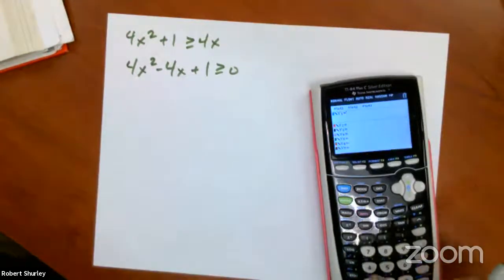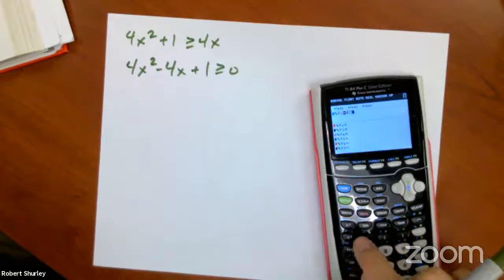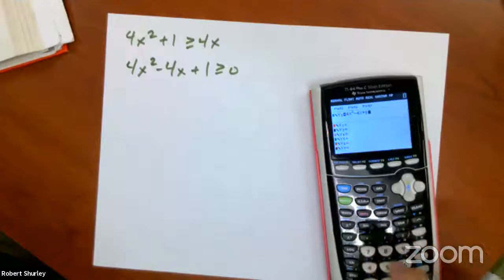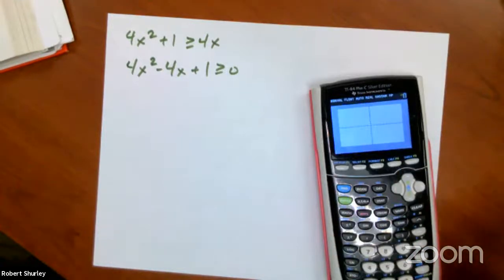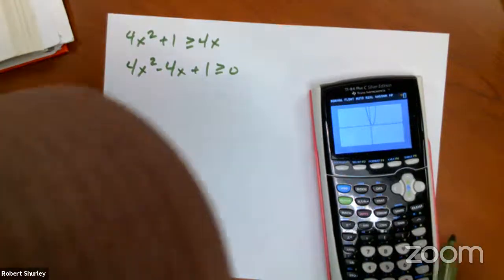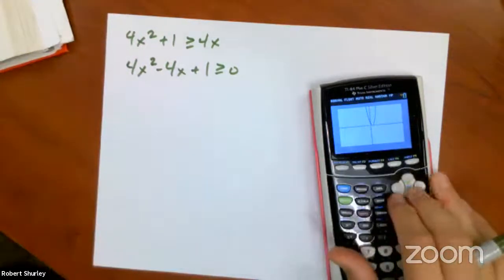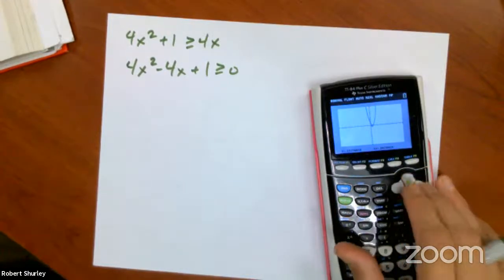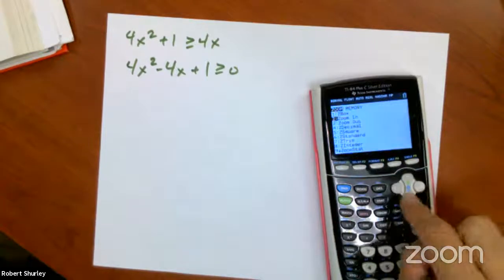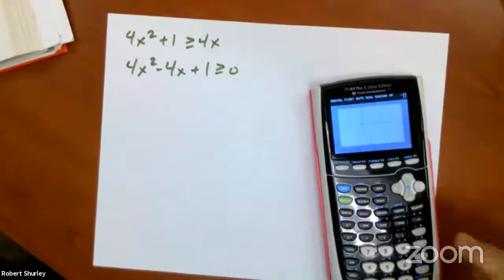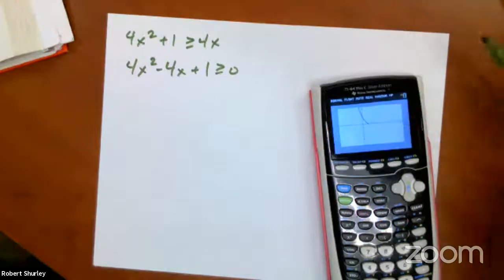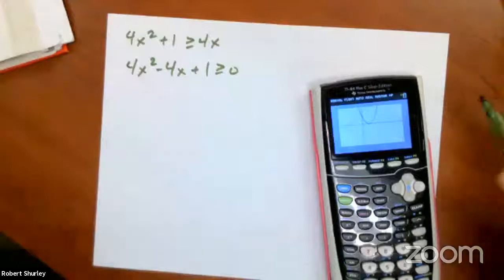So let's see, we have 4x squared minus 4x plus 1, graph it. Nope. What's going on there? Looks like it bounces. You guys see that? Okay, I'm going to zoom in just to make sure. So I'm going to hit the zoom in. Comes down. Boop. And it looks like it bounces off there, which is kind of cool.